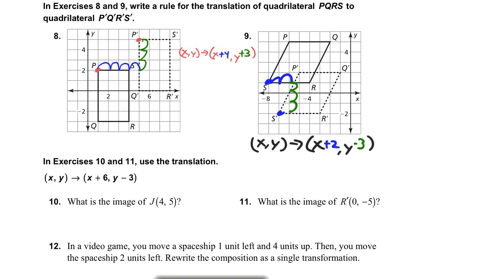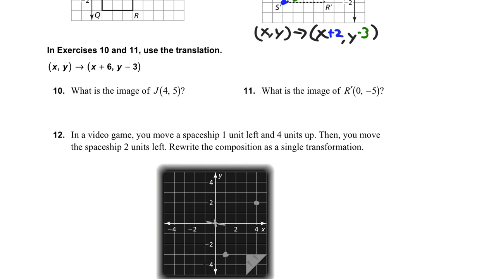Now, if I want to apply it without a graph and I want to find stuff, this just means take my original point and I want to change the X and Y value. So I'm going to add 6 to my X value, and I'm going to subtract 3 from my Y value, and J now becomes J prime, and I get 10 comma 2. Number 11, R prime turns into R double prime, because I have to add another prime when I do another transformation. I'm going to add 6 to my X, and then I'm going to subtract 3 from my Y. So I'm going to get 6 comma negative 8 for the value.